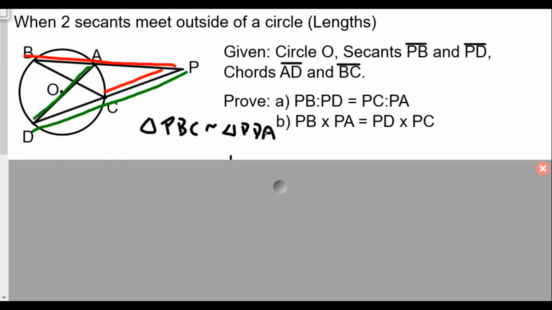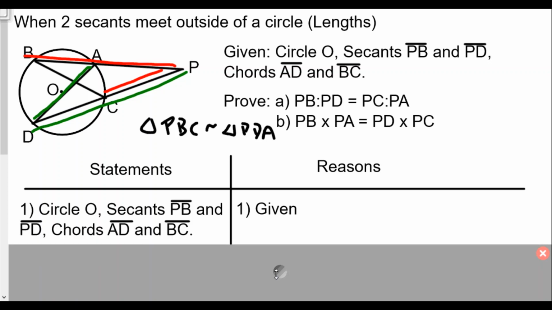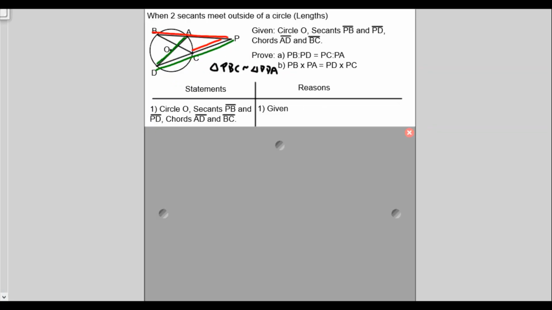All right, so in this proof, we're first going to be looking at the givens, so statements and reasons. Okay, so we have the givens. And I'm going to make this full screen so you see everything else. So it's going to be a little tinier. All right, so here we go.